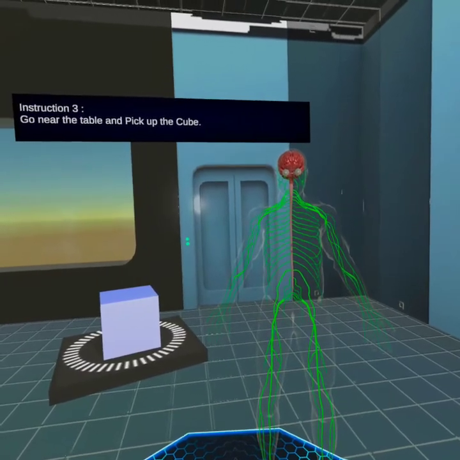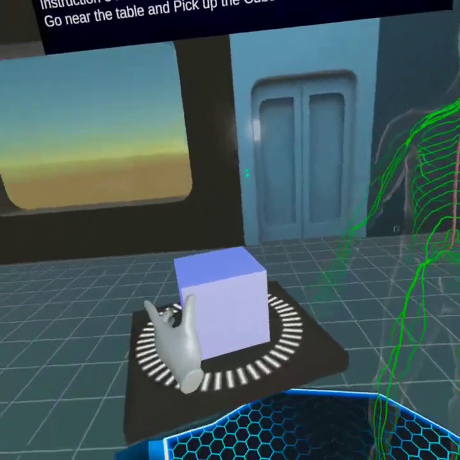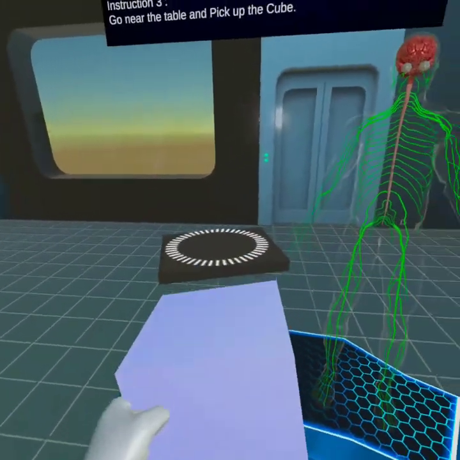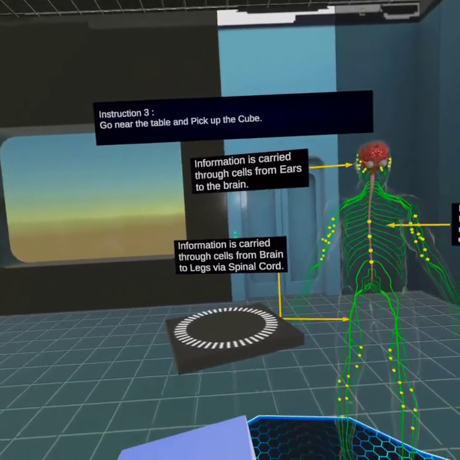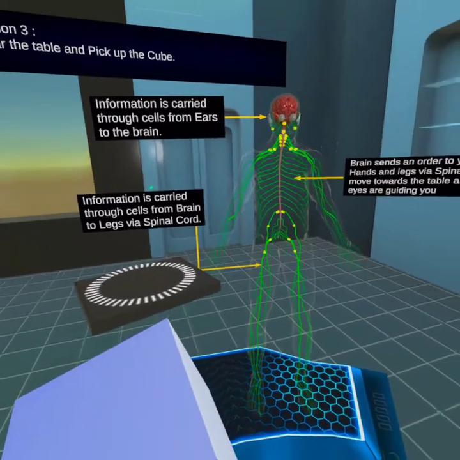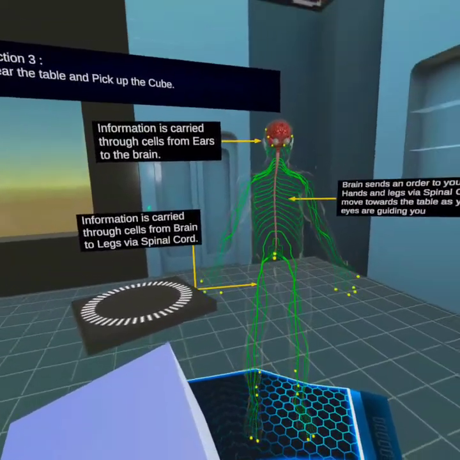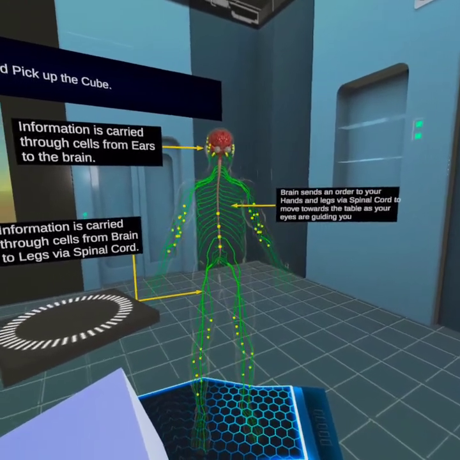Okay, now you have to go near the table and pick up the cube. Now once you hear the instruction, your brain sends an order to your hands and your legs to move towards the table as your eyes are guiding you. Once you reach there, your brain sends a message to hands to move forward and grab the cube with the help of fingers.